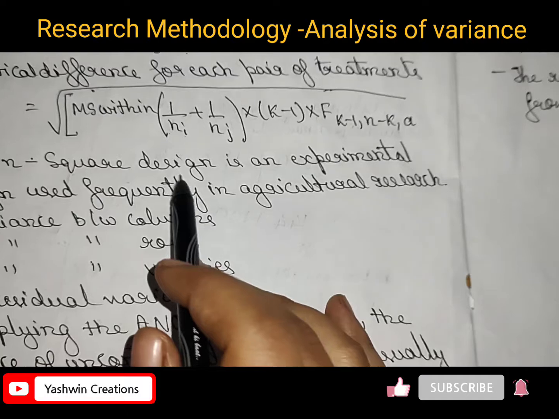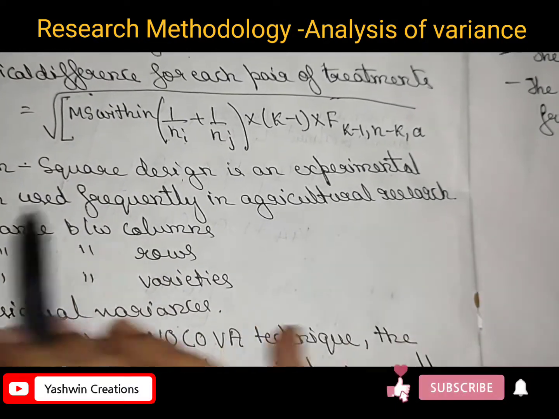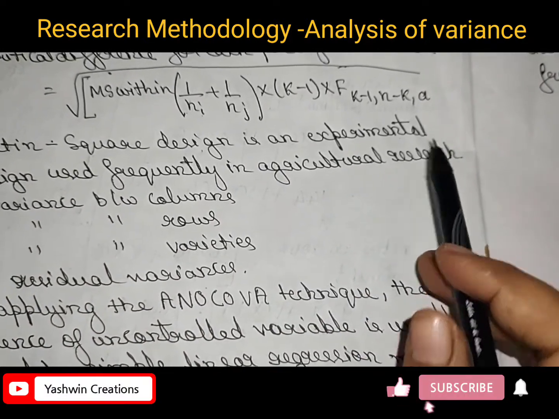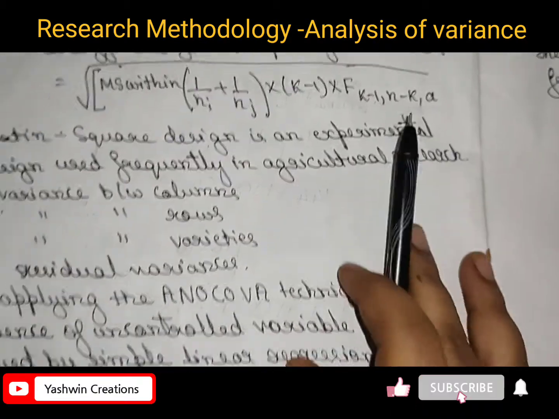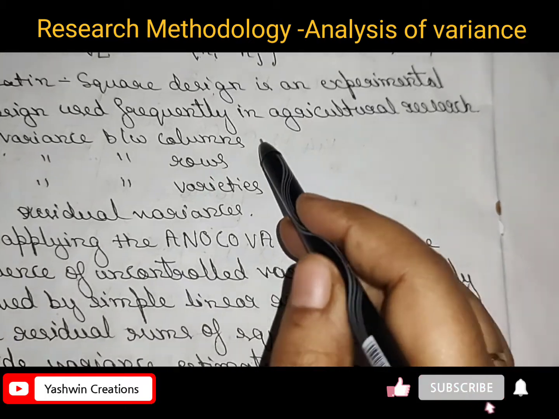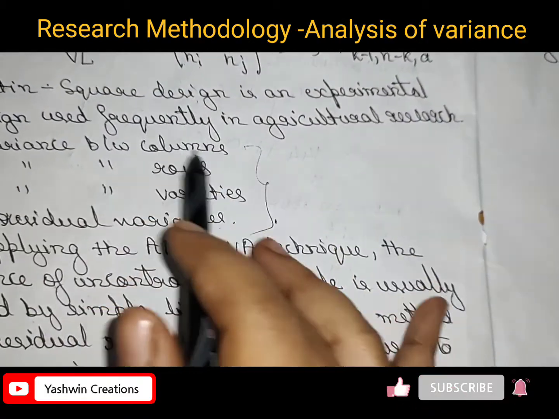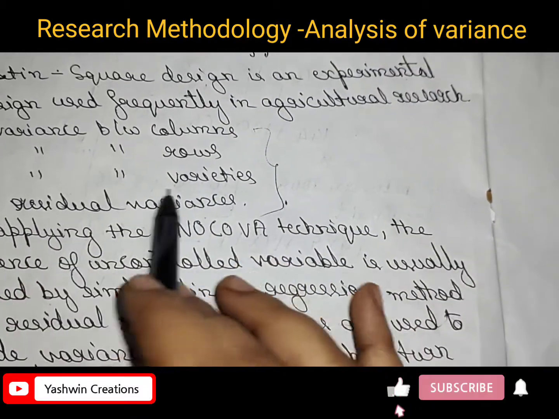Latin square design. So what is a Latin square design? It is an experimental design used frequently in agricultural research. In this Latin square design you will get 4 types of variance: variance between columns, variance between rows, variance between varieties, and residual variance.